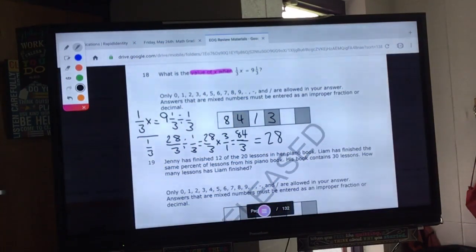So either answer, this one or that one, will give you the correct answer to this problem. Whether you do 84 thirds or you do 28, they're both the same answer. One's just a whole number and one is an improper fraction. So remember that on your test with open responses, if you have an improper fraction, you can put it in as your answer. Okay?